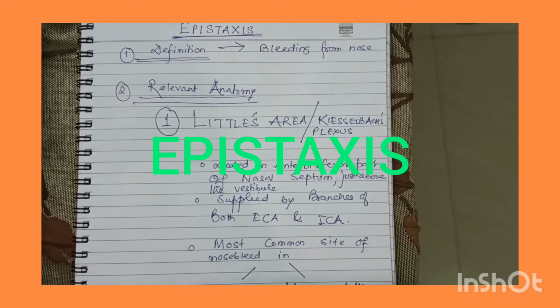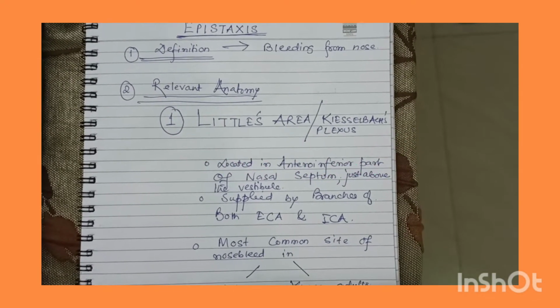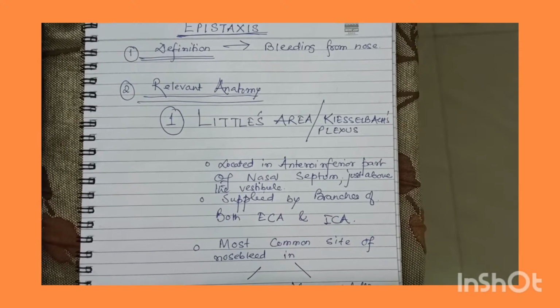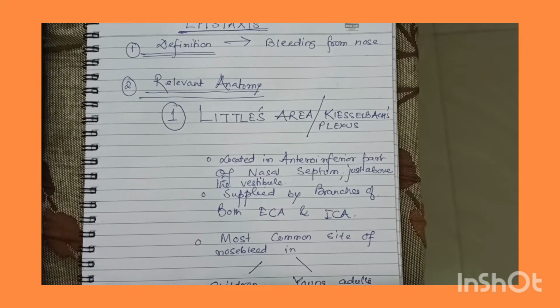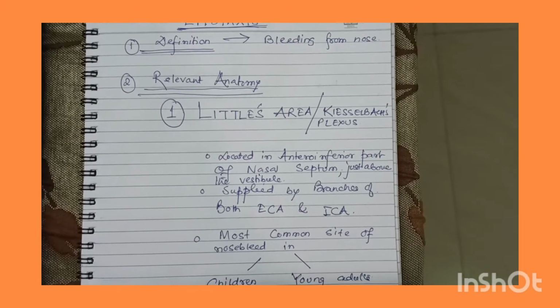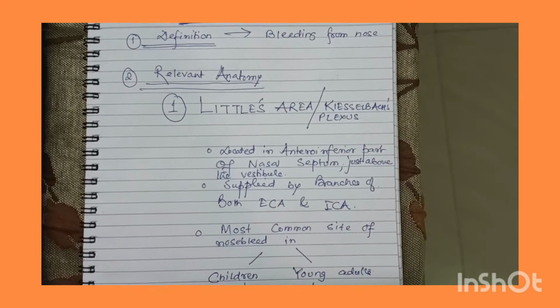Our topic of discussion today is epistaxis. Epistaxis means bleeding from the nose. So let us know about some relevant anatomy. Little's area, or Kiesselbach's plexus.